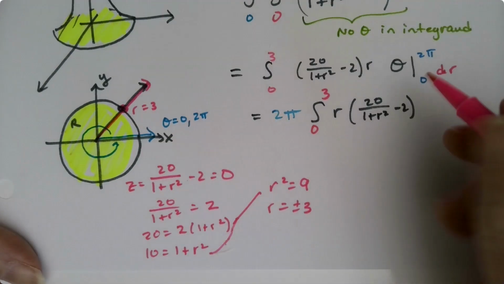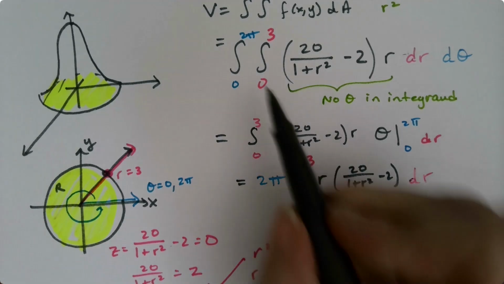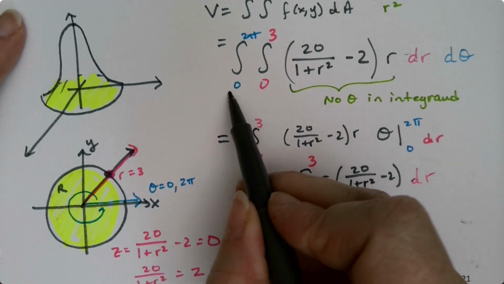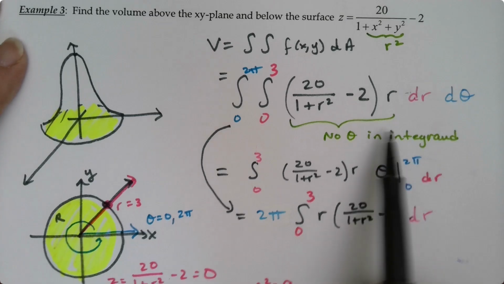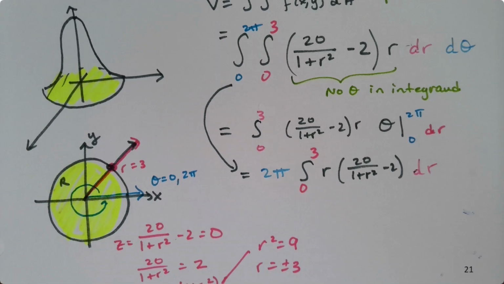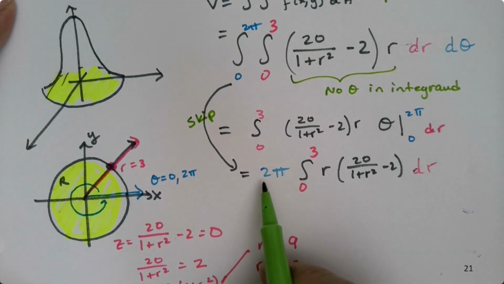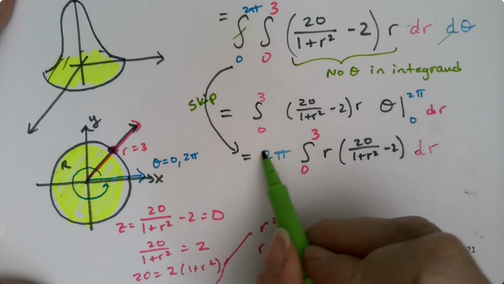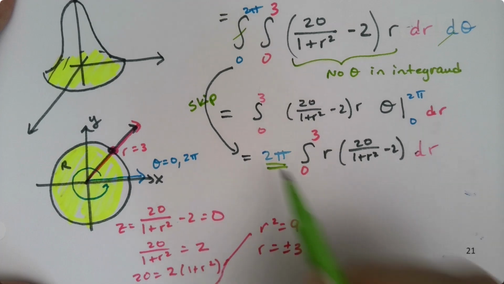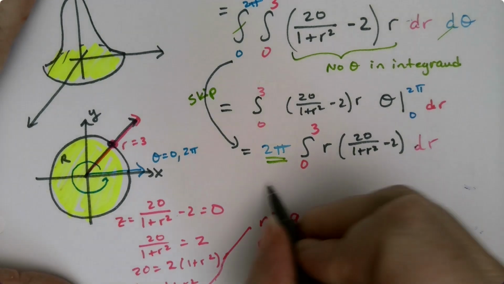And so what happens is we generally skip this step and go right from here to here. We skip this over because we see that there's no theta in the integrand. And so we can skip from this down to here. When we do that, we cross these off and just write a 2 pi out in front, just like I did here. And then I make Maple do the last step, right? That's what Maple is for.